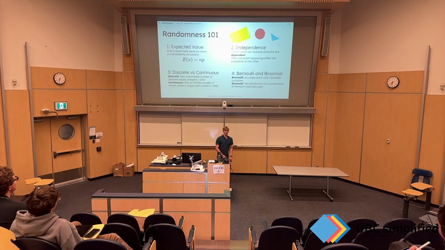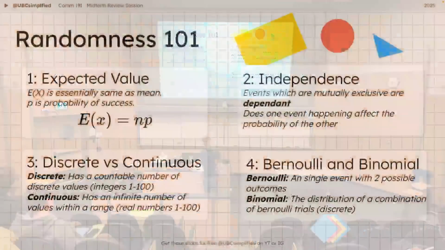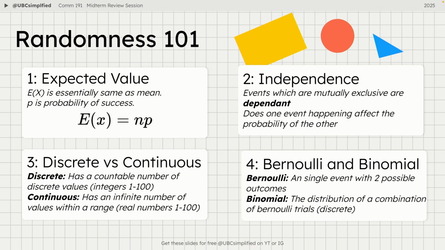Quick randomness explanation. The expected value, when we're dealing with a Bernoulli trial, is essentially the same thing as the mean. We just take our number of trials multiplied by the probability of success. If 2 things are mutually exclusive, then they're dependent events, because if one event happens, you know the other event can't happen. So mutually exclusive indicates dependence between 2 events. And for independence, just think: does one event happening affect the probability of the other event happening?